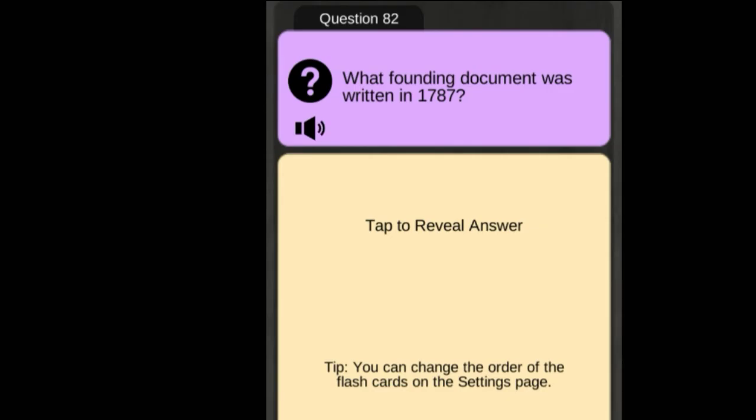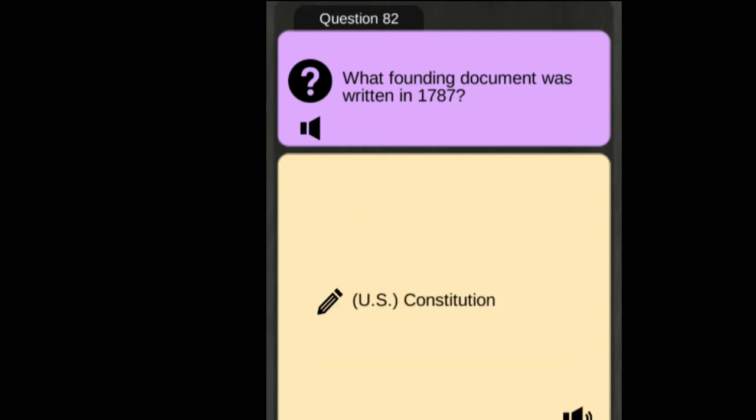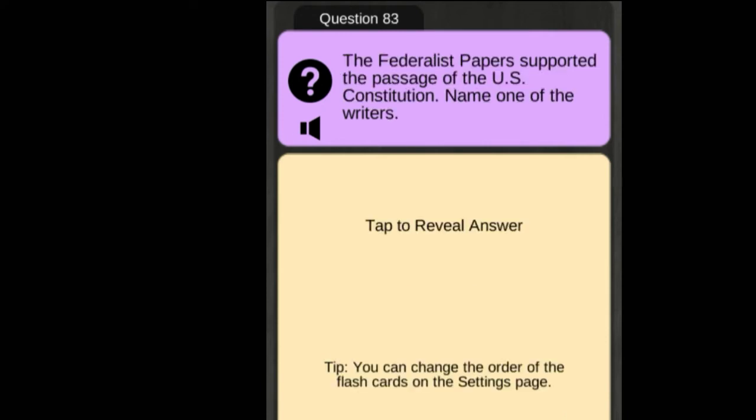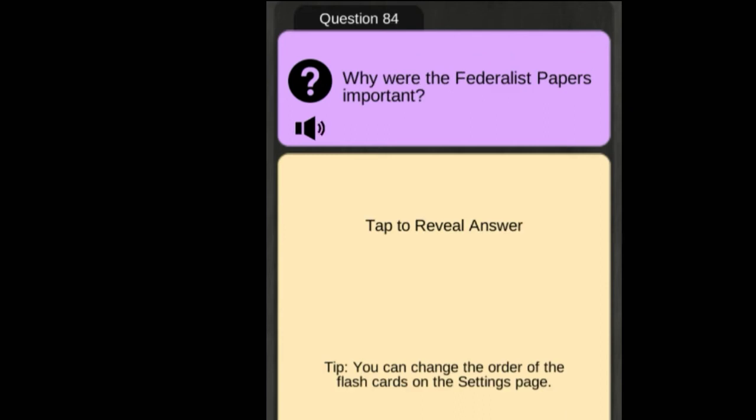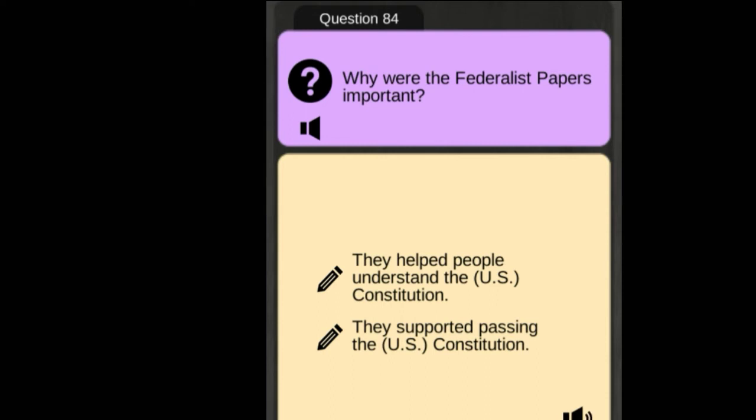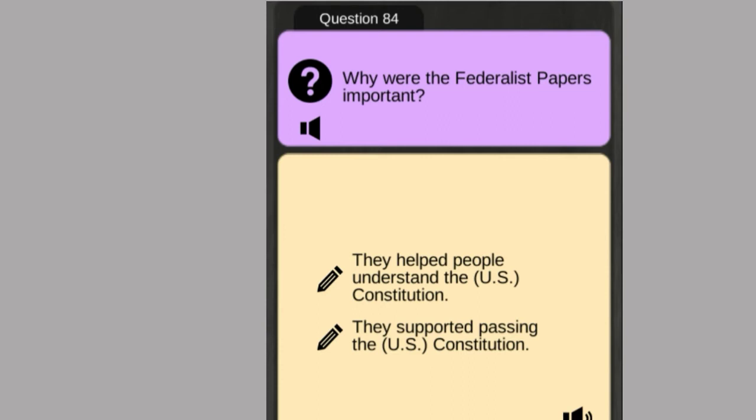What founding document was written in 1787? U.S. Constitution. The Federalist Papers supported the passage of the U.S. Constitution. Name one of the writers. James Madison. Alexander Hamilton. John Jay. Publius. Why were the Federalist Papers important? They helped people understand the U.S. Constitution. They supported passing the U.S. Constitution.